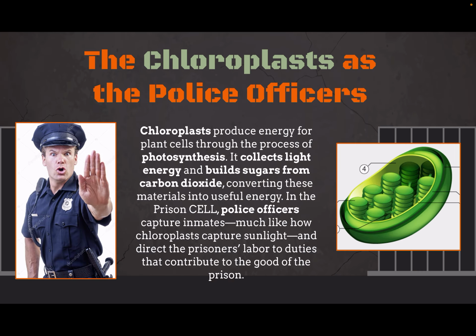The chloroplasts as the police officers. Chloroplasts produce energy for plant cells through the process of photosynthesis. They collect light energy and build sugars from carbon dioxide, converting these materials into useful energy. In the prison cell, police officers capture inmates, much like how chloroplasts capture sunlight, and direct the prisoners' labors to duties that contribute to the good of the prison.